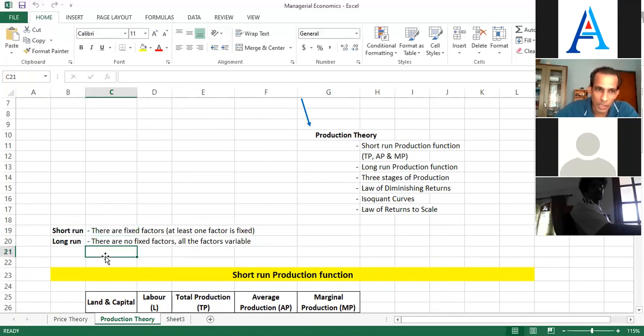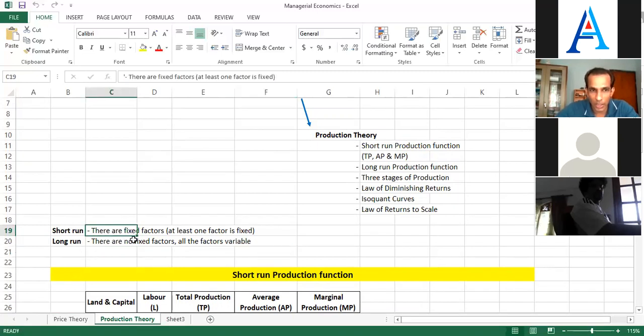The short run means at least one factor is fixed. That means there are fixed factors, right? Therefore, in the short run, the production can be increased only by increasing variable factors, because some factors are fixed. But in the long run, there are no fixed factors. All the factors are variable, right?